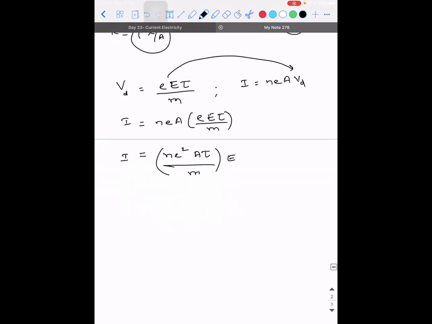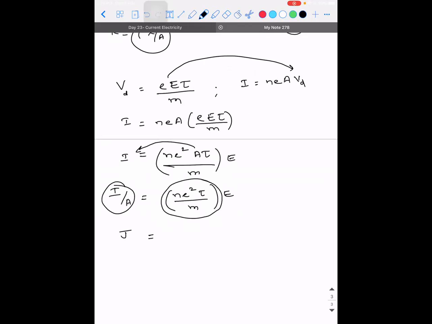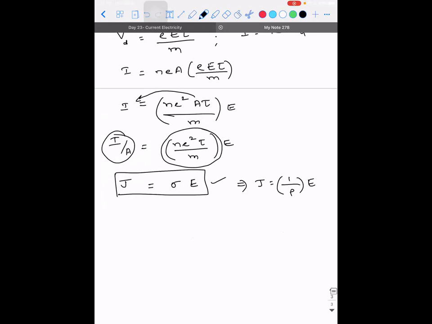This is I, correct? So if I bring A this side, I divided by A will be NE square tau divided by M into E. This I by A is what is called current density, and this is the reciprocal of resistivity, that is conductivity, into E. So there is a formula like this: J is equal to sigma into E, right? So from this, J is equal to 1 by rho into E. So rho will be equal to E divided by J, or E will be equal to rho into J. So with this, we can do it.